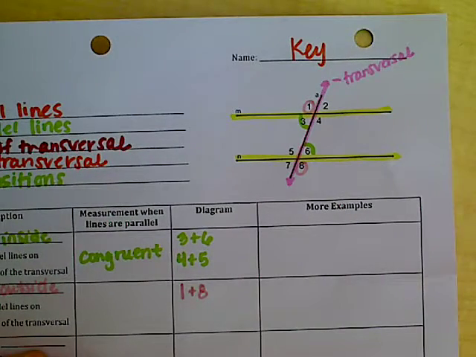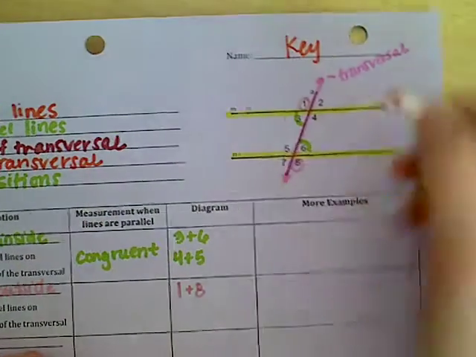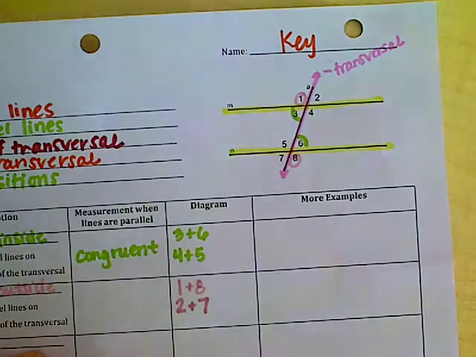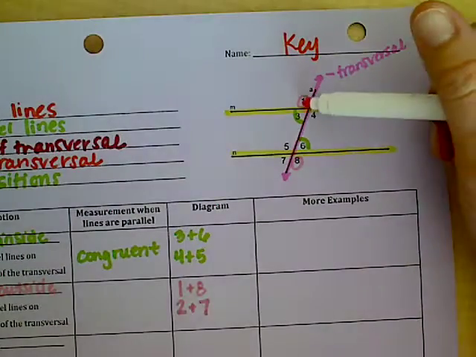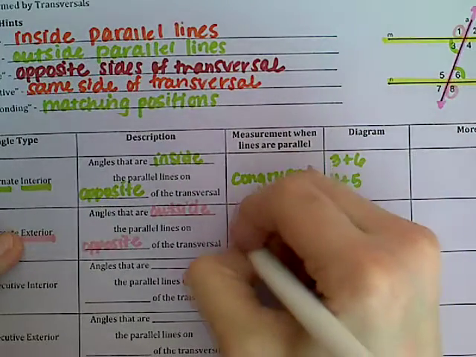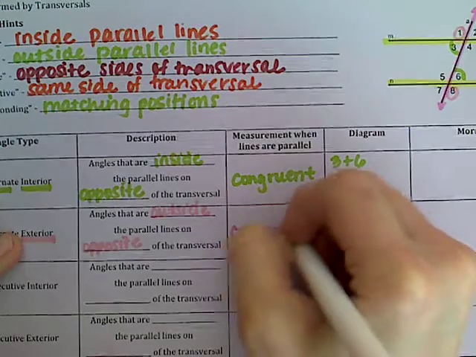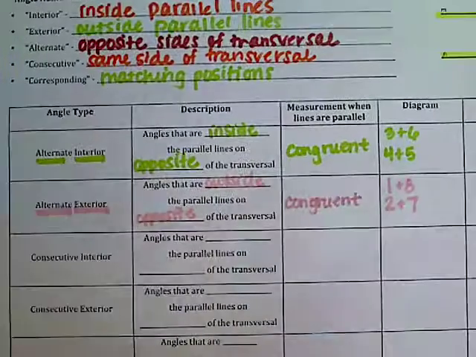The other pair that I could write are 7 and 2. And just like those alternate interior angles, you can see they look like they are the exact same and they are going to be congruent. So anything on alternate sides of the transversal, anything with the word alternate, is going to be congruent.